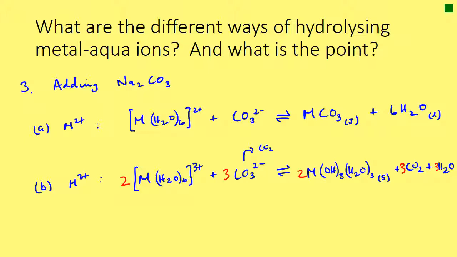So that's what happens with the metal 3+ ions, and that looks quite different because if you've got a gas coming off here, carbon dioxide is going to be a gas, so in the reaction you're going to see effervescence. You're going to see bubbles of carbon dioxide coming off, which you won't see when you add sodium carbonate to metal 2+ ions. So that's going to allow you to distinguish between the metal 2+ ions and the metal 3+ ions.